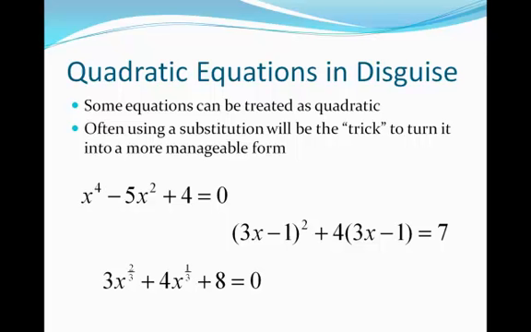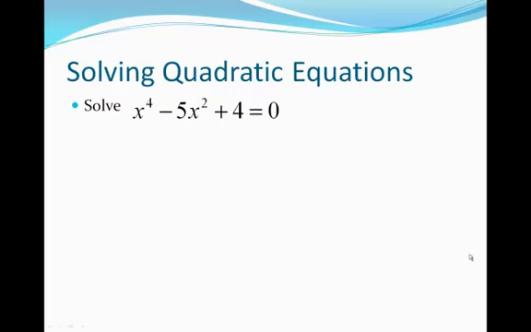An example would be something like x to the fourth power minus 5x squared plus 4 equals 0. You can definitely see that that one's not quadratic because it has the x to the fourth. But with a substitution, I can turn it into something that is quadratic and then use my techniques. So let's give it a try. In order to make this look more like a quadratic equation, I need to swap out the x to the fourth with something that is squared.